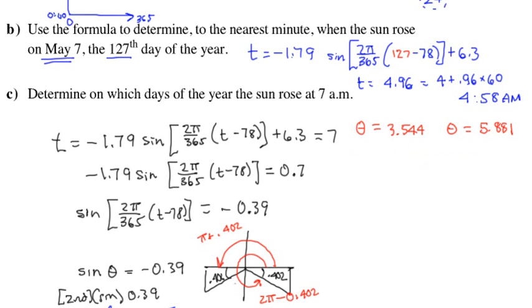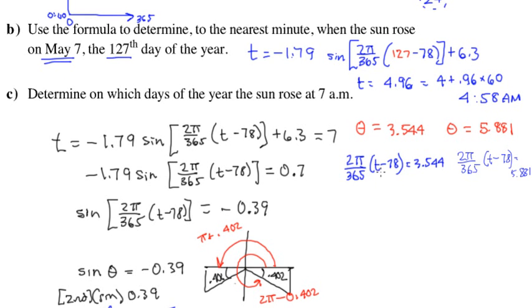We actually have to do, I'm just going to switch colors one more time. Instead of theta, we actually have 2 pi over 365 times t minus 78 equals 3.544. And now I have to try to fit all that in again. We have 2 pi over 365 times t minus 78 equaling 5.881. So we have to solve each of these to actually get values for t.